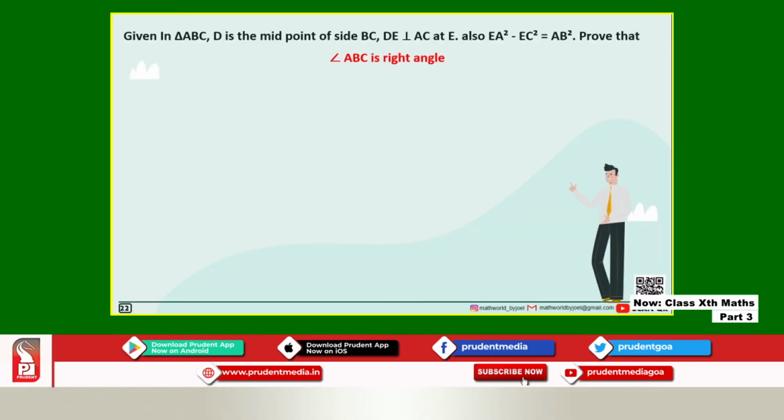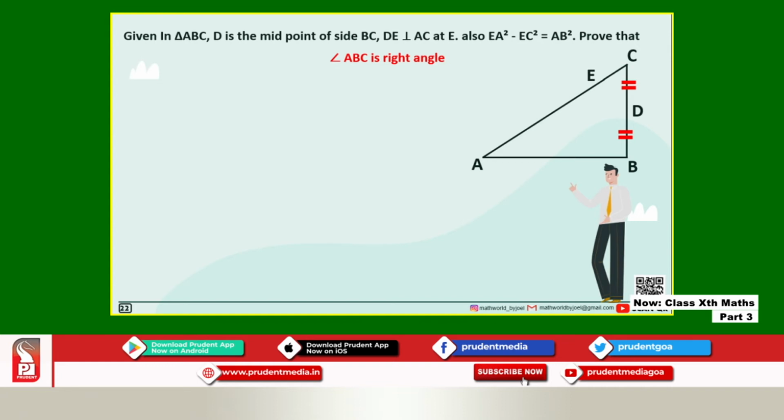Given in triangle ABC, D is a midpoint of side BC, DE is perpendicular to AC at E, also EA square minus EC square is equal to AB square. Prove that B is a right angle. Okay, so let's draw a figure first. So I have a triangle and then ABC. D is a midpoint. So once I mark that D, the other parts DC and DB are equal. So I've done that.